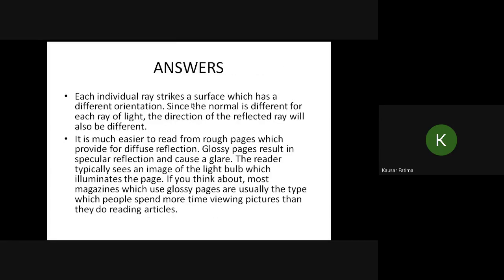Each individual ray strikes a surface which has a different orientation. Okay, the answer is there, and I explained it also. Since the normal is different for each ray, the direction of each reflected ray will also be different. And it is much easier to read from the rough page because the smooth page will cause glare. Light will strike the page like a beam and reflect also like a concentrated beam, and unwanted glare will be produced. So we like reading on the page which is rough.